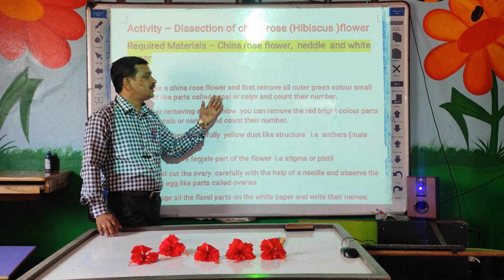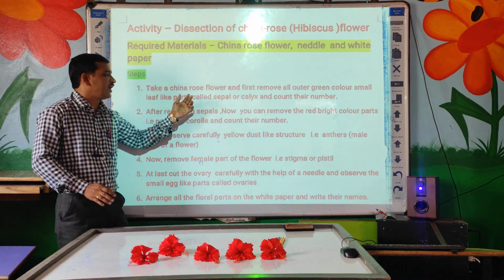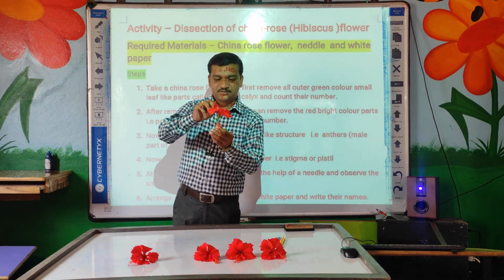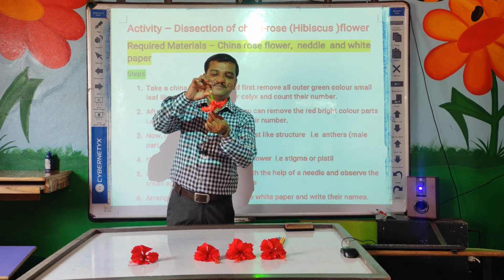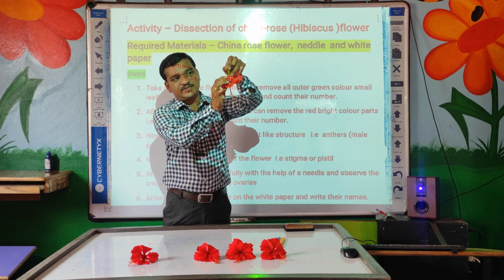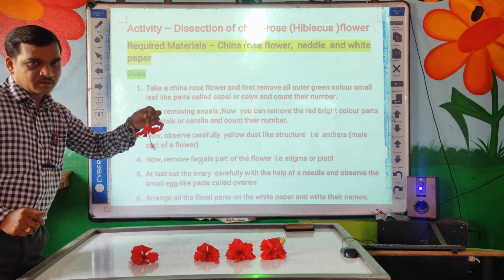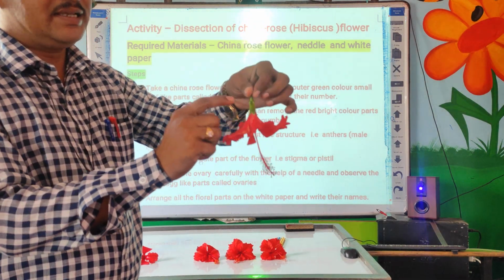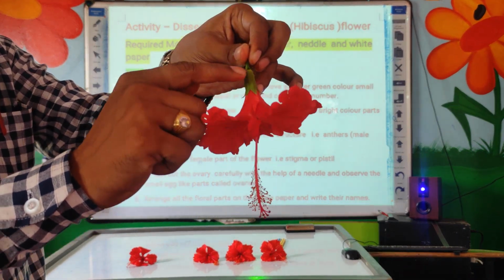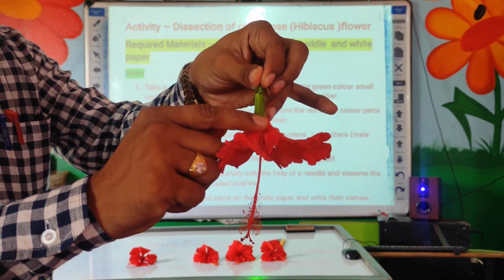Take China rose flower and first remove all the outer green small leaf-like parts called sepals. Actually, this is the flower. Can you see this flower? In this flower, you can see these green color parts. I will show you clearly. See here, these green color leaf-like structures are called calyx or sepals.